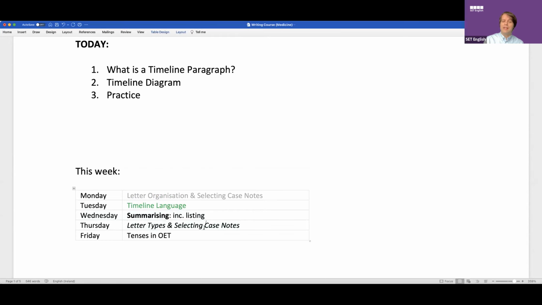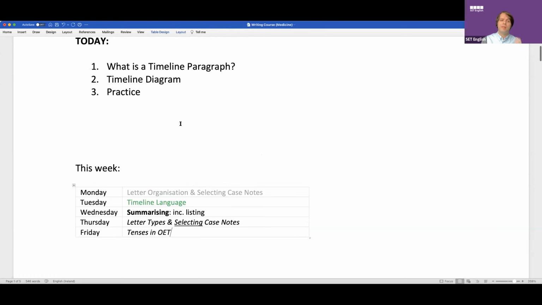What does it mean, selecting case notes? Selecting as in choosing the right, the relevant ones. And then the last one, I think I'll be here for this, but I might not be. So it might be Paul. He's going to work on a bit of grammar, tenses and OET. Okay, so I've changed that slightly.